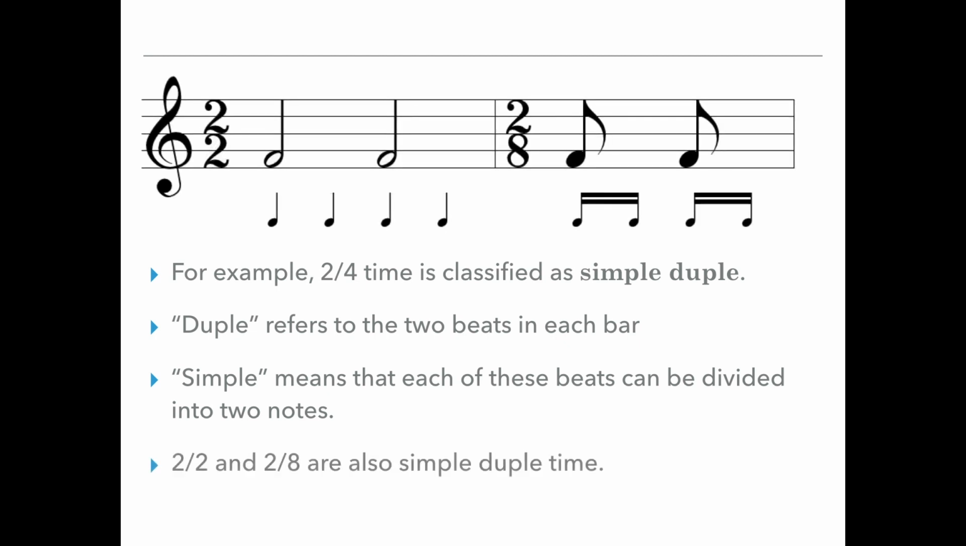Now there are some other examples here. 2/2 is 2 minim beats per bar, and each minim can be divided into 2 crotchets. And 2/8 is 2 quaver beats per bar, and each can be divided into 2 semiquavers. So these are also examples of simple duple time.